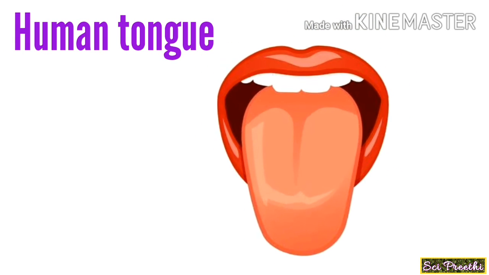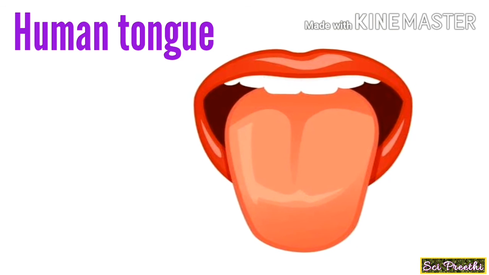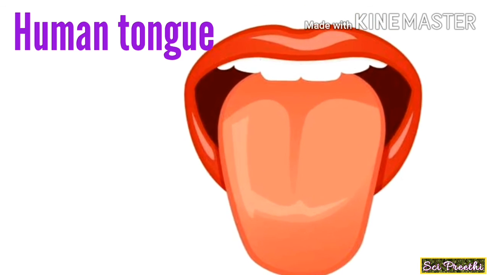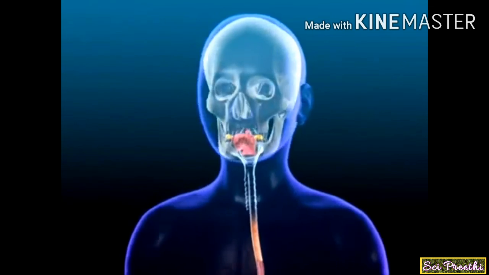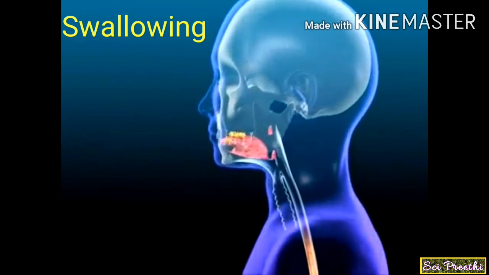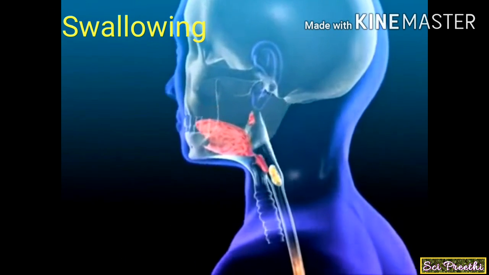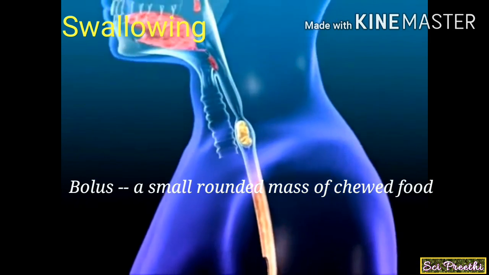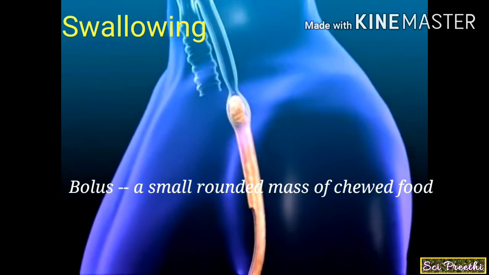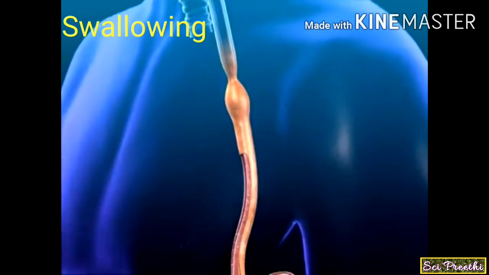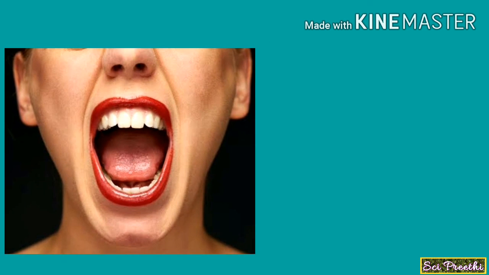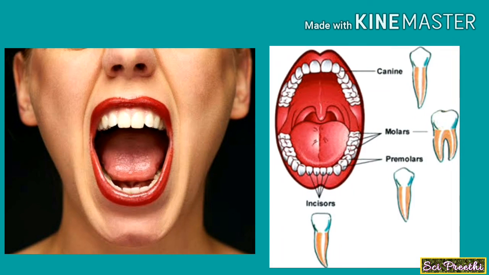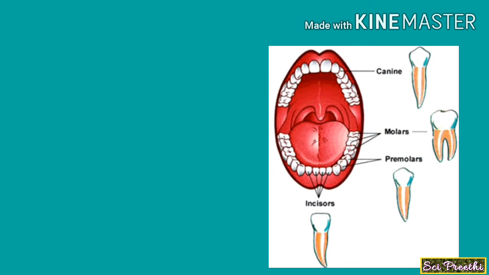The human tongue is the organ of taste. In addition to tasting the food, the highly muscular tongue helps in further chewing the food. For swallowing, the tongue molds the food into a bolus with the help of saliva. Bolus is a small rounded mass of chewed food. After this, the food is swallowed and reaches the stomach. This is the process of ingesting food through the mouth and the different types of teeth.